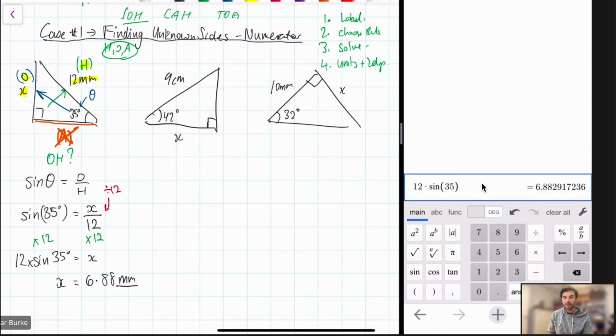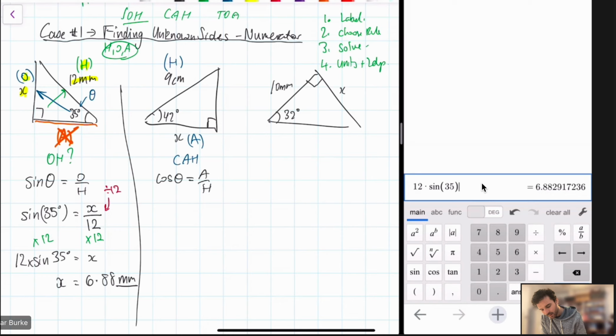So now hopefully you've got to grips with that. Have a go at these two on the right. Then, when you think you've got it, press play and go through the answers. Okay, so for this one here, you should label. You've got hypotenuse here and an adjacent here. So we're going to use CAH. We write out the rule: cosine theta, adjacent on hypotenuse, sub in, rearrange. We find our answer of 6.69 centimeters.